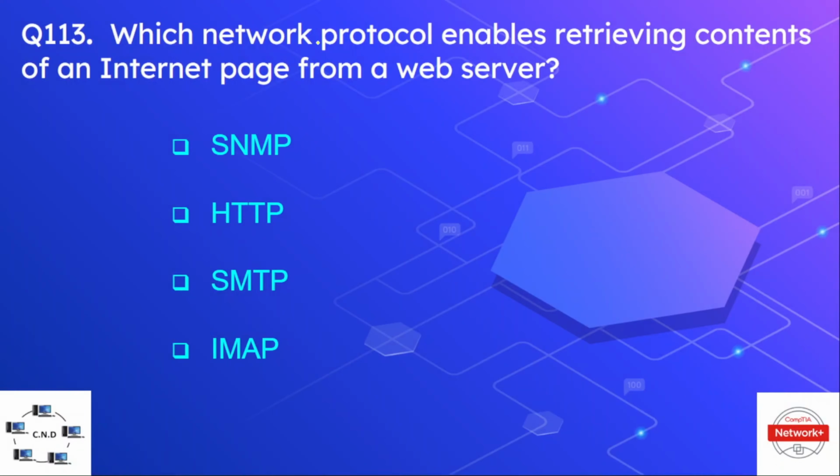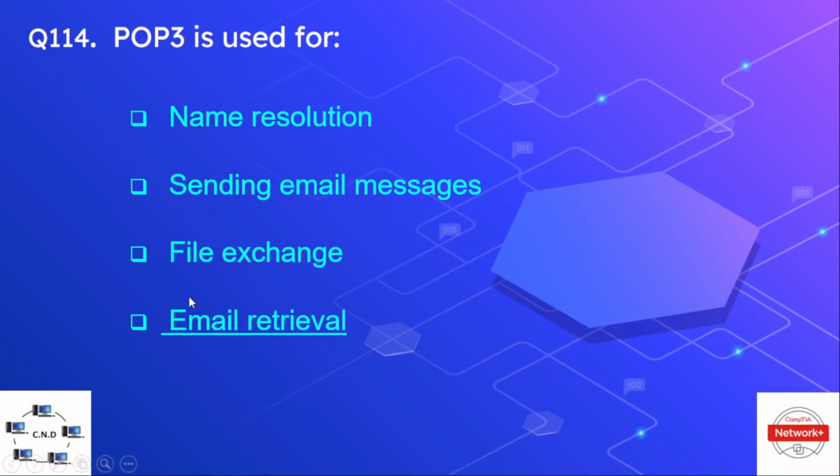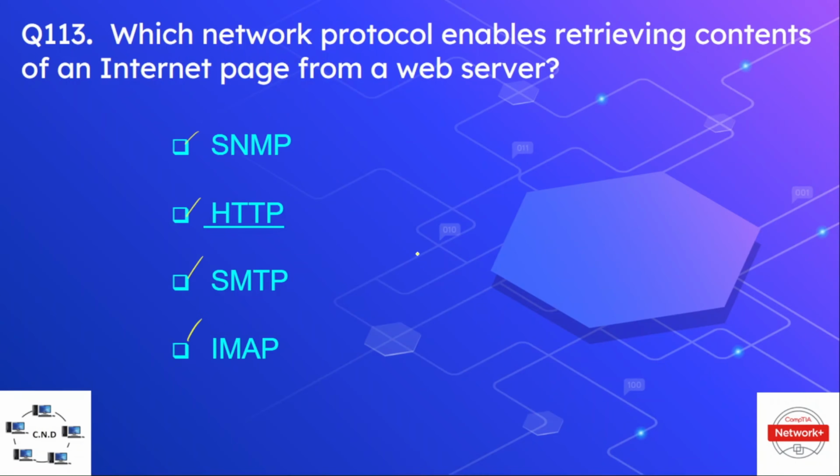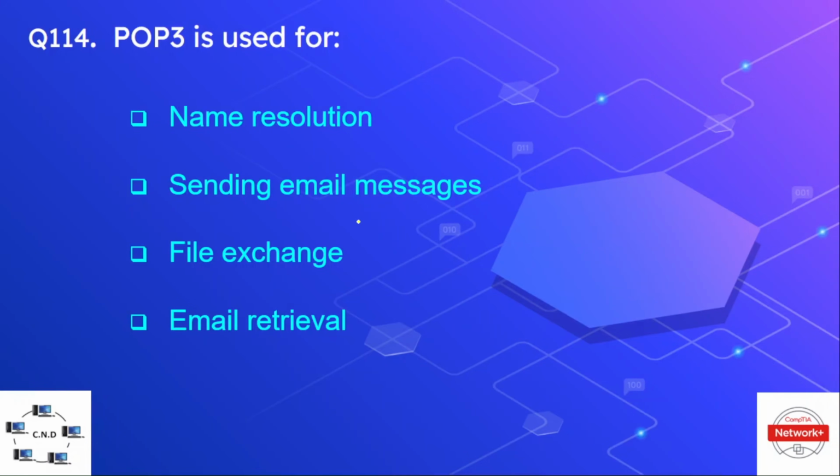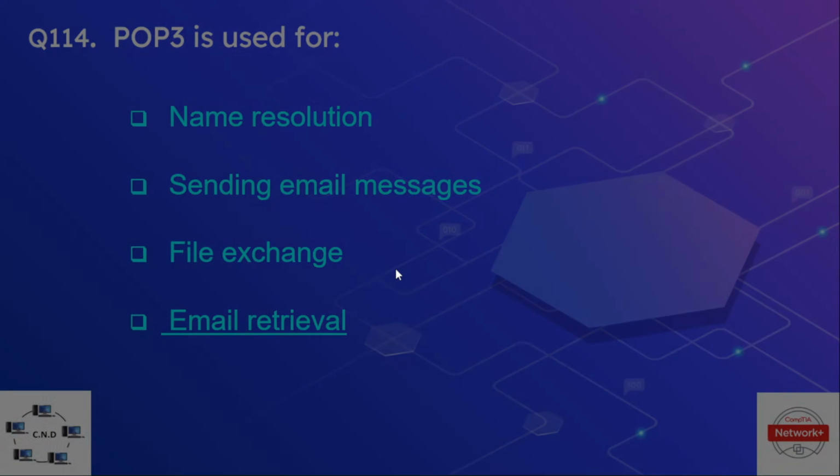Question number 113 is that which network protocol enables retrieving contents of an internet page from a web server? And the options are SNMP, HTTP, SMTP, or IMAP. And the correct option is HTTP or Hypertext Transfer Protocol. Question number 114 is that POP3 or Post Office Protocol version 3 is used for, and the options are name resolution, sending email messaging, file exchange, or email retrieval. And the correct option is email retrieval.